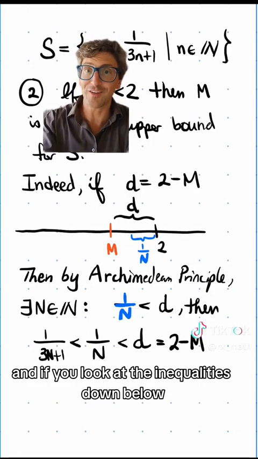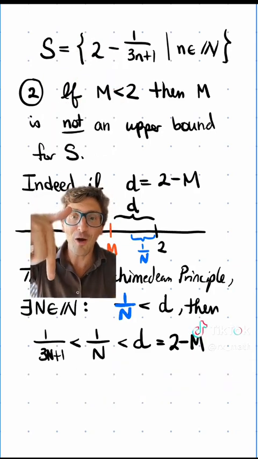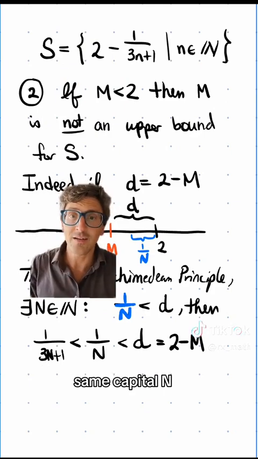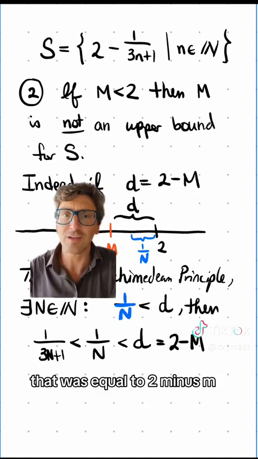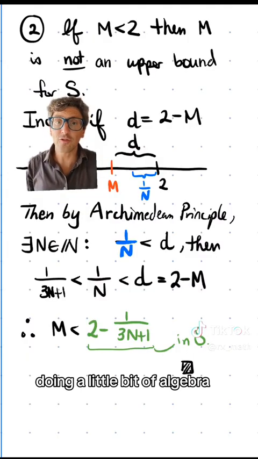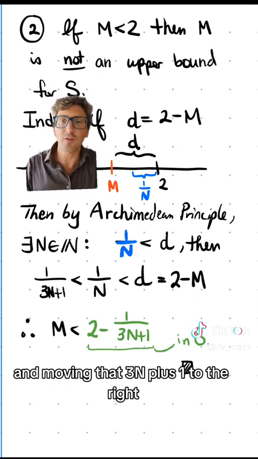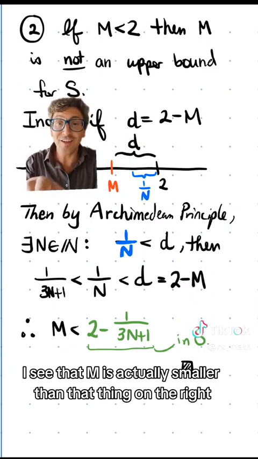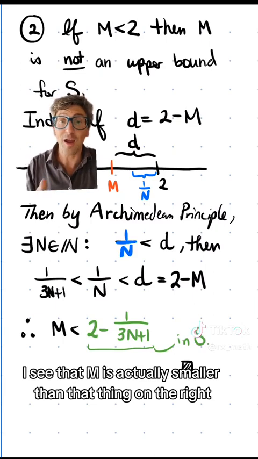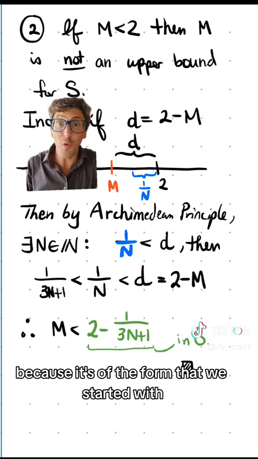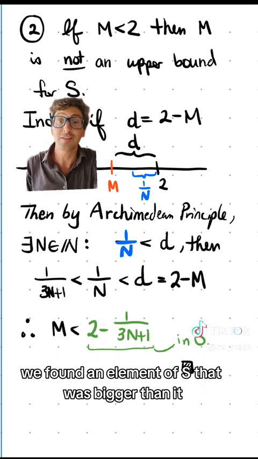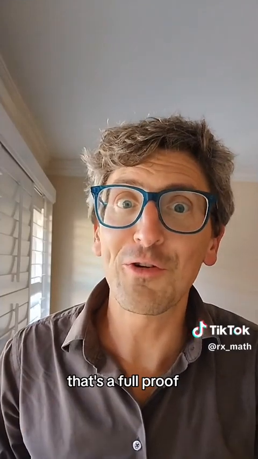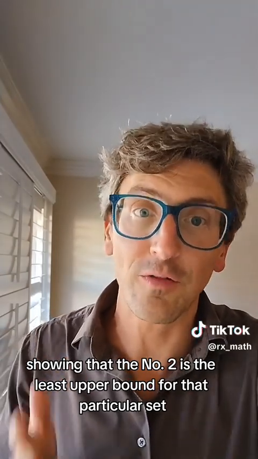And if you look at the inequalities down below, and I can move myself, so let's do it, 1 over 3N plus 1, that same capital N, is going to be a smaller number than 1 over N, and we know that's less than d, and hey, that was equal to 2 minus m. Doing a little bit of algebra, moving that m from the right-hand side to the left and moving that 3N plus 1 to the right, I see that m is actually smaller than that thing on the right, which is an element of S, because it's of the form that we started with. So this does show that our number m is not an upper bound for our set. We found an element of S that was bigger than it. So that's a full proof showing that the number 2 is the least upper bound for that particular set.